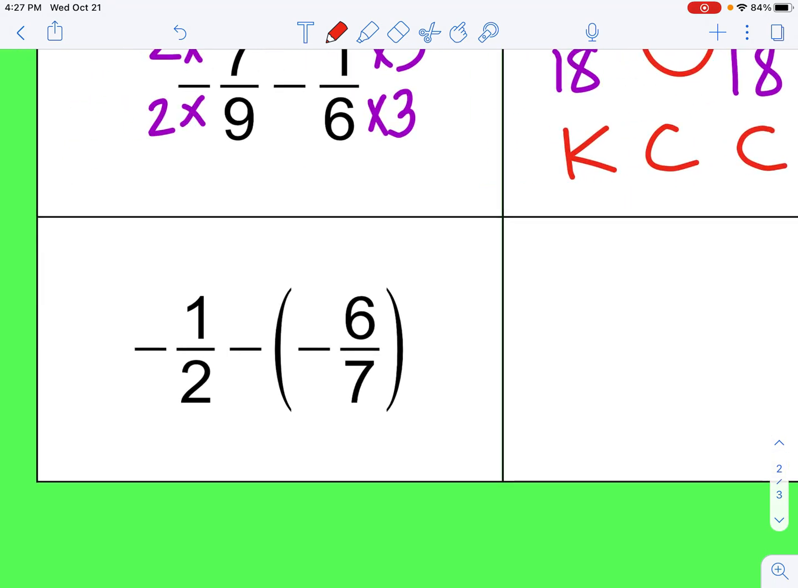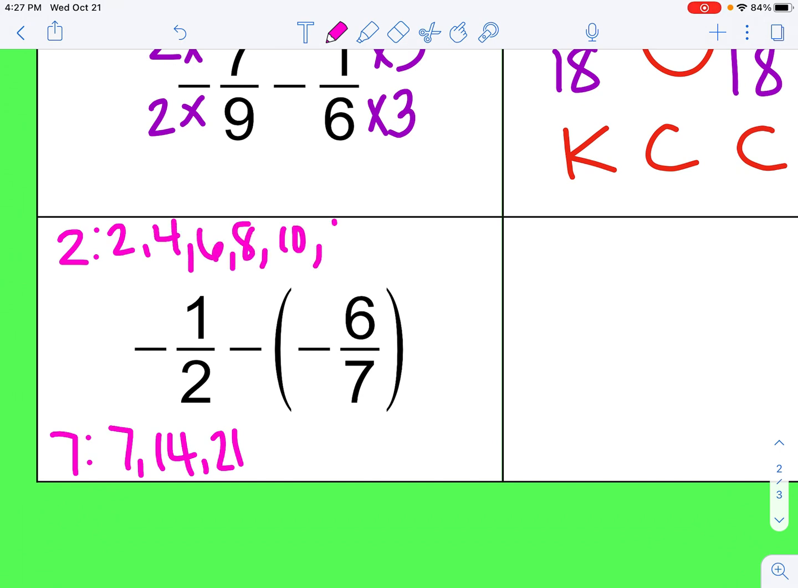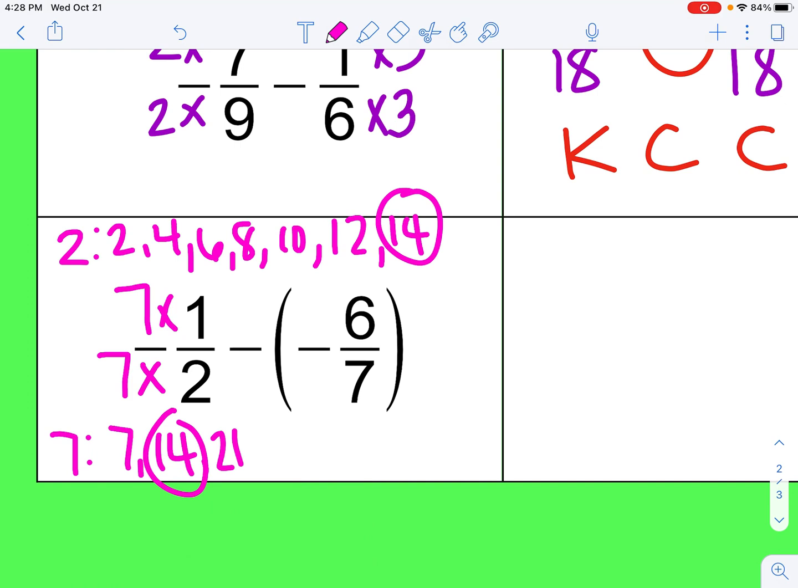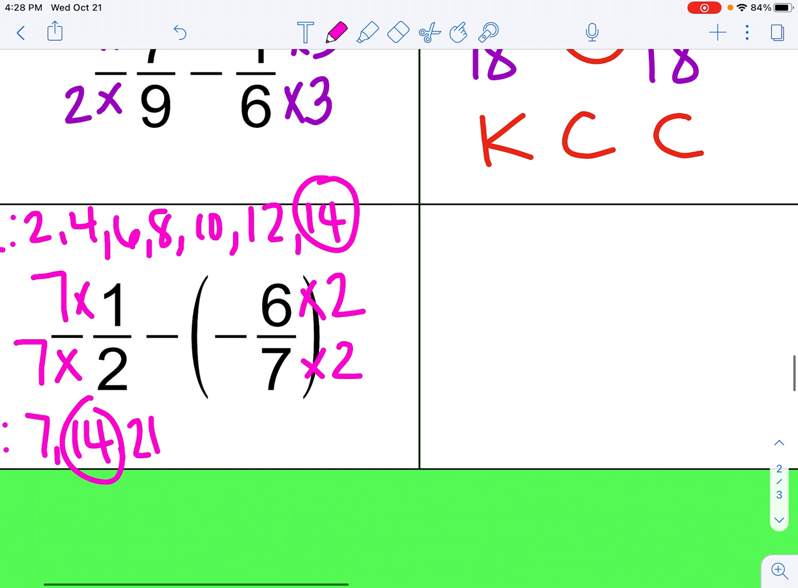Alright, last one. Taking negative 1/2 minus a negative 6/7. So we need to figure out our common denominator. So you can count by 2s and count by 7s. 7, 14, 21, 2, 4, 6, 8, 10, 12, 14, and that's the winner. 2 times 7 gave me 14. 7 times 2 gives me 14, so let's rewrite these fractions.